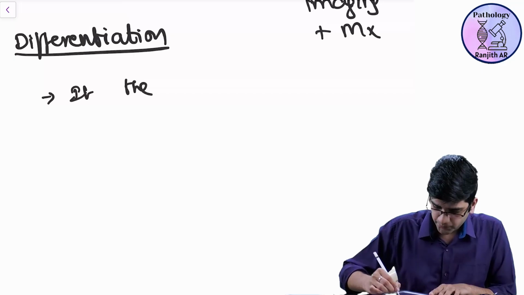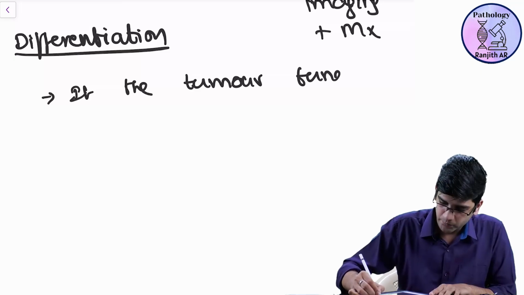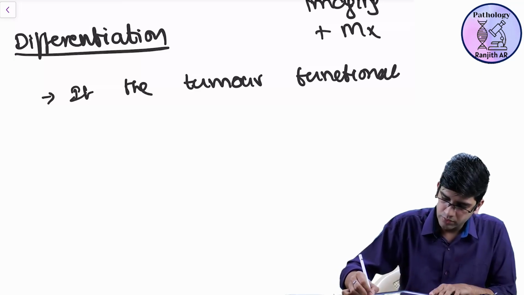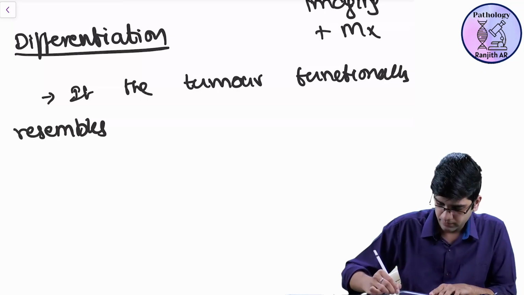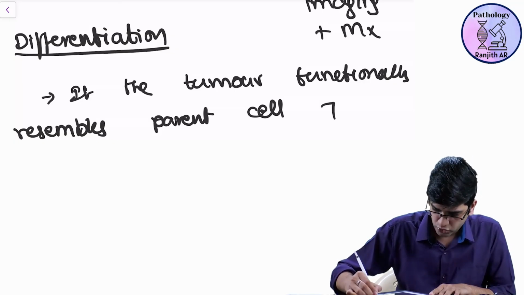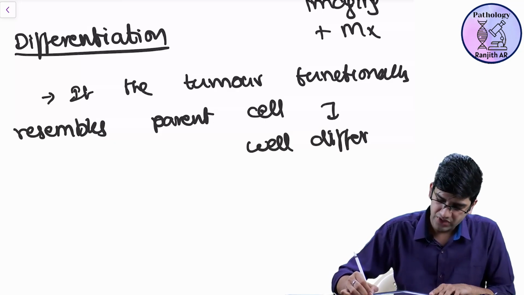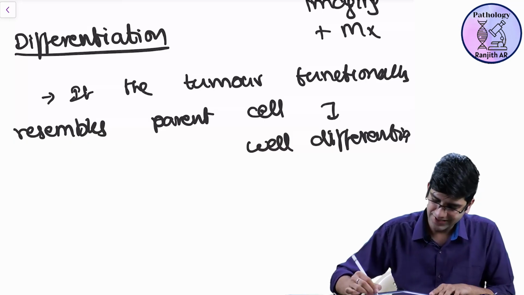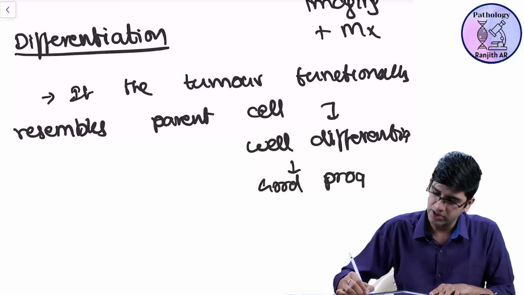So differentiation or grading is based on whether the tumor functionally resembles the parent cell of origin. Okay, resembles the parent cell of origin. I'm going to call it well differentiated. And well differentiated tumors will generally have a good prognosis. Okay, that's all about differentiation.